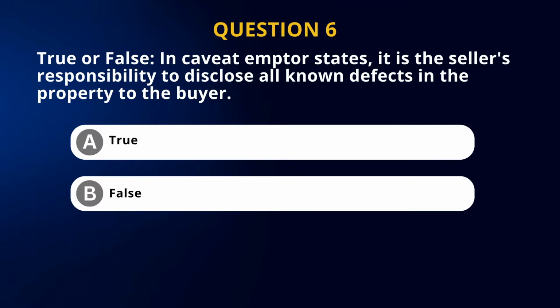Question number 6. True or false? In caveat emptor states, it is the seller's responsibility to disclose all known defects in the property to the buyer.